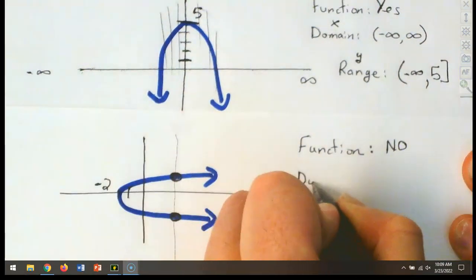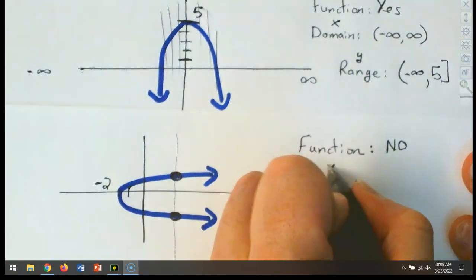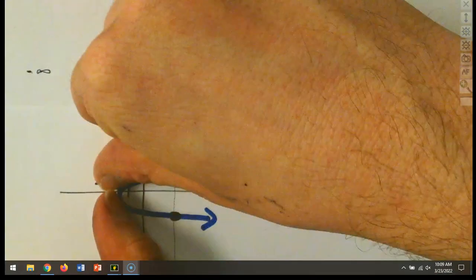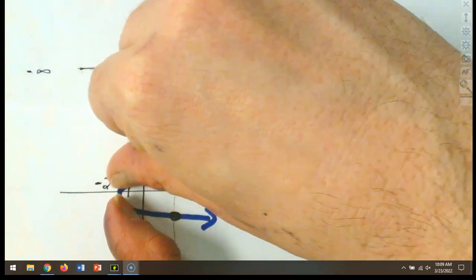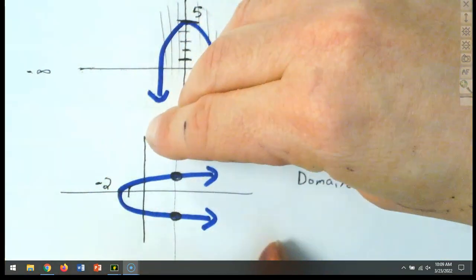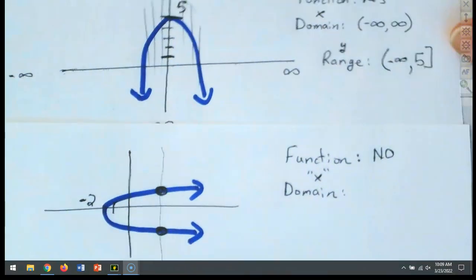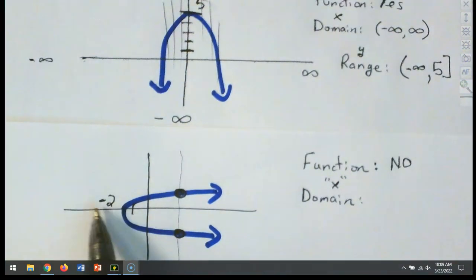What about the domain? Values of x. We're looking at values of x. X is left and right. So it's doing that. Okay? It's opening like that. When I look at my values of x, the left and right part, can it ever go back further than that -2? Can it ever go back on the left past that -2?